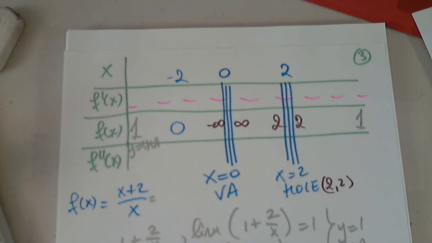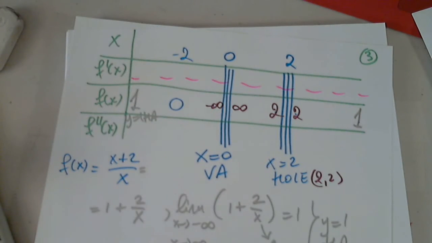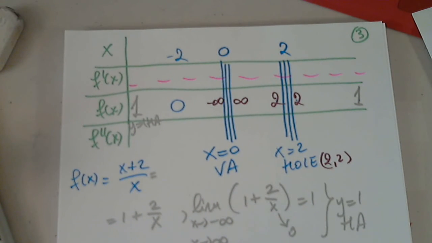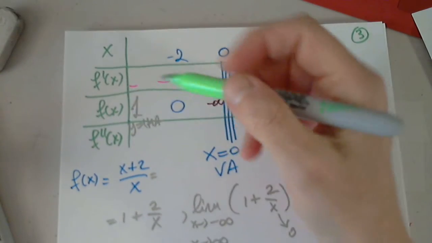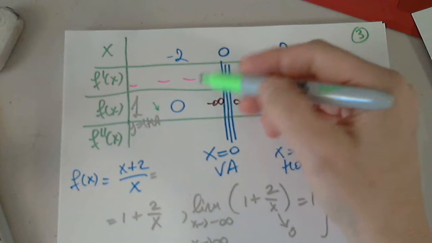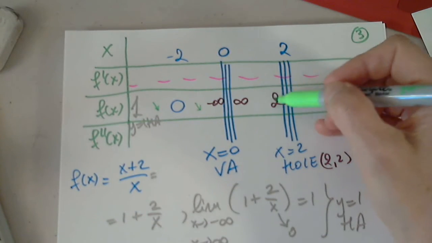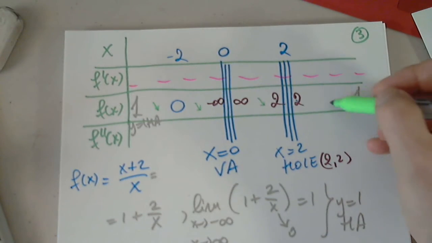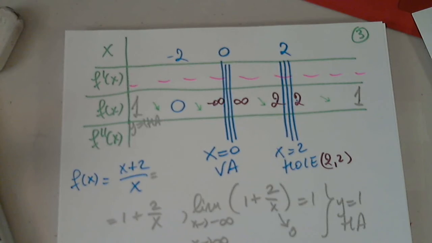Now the moment of truth. That's when I say, uh-oh. If that's the case, I hope it's not the case, but who knows? From 1 to 0, yes. From 0 to negative infinity, indeed. From infinity to 2, yes. From 2 to 1, yes. Now I'm ready for the second derivative.